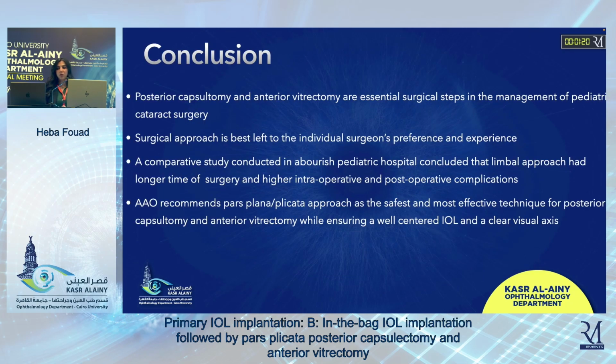So, to conclude, posterior capsulotomy and anterior vitrectomy are essential surgical steps in the management of pediatric cataract surgery below 5 years. Surgical approach is best left to the individual surgeon's preference and experience. A comparative study conducted in a British pediatric hospital, which was mentioned in detail by Dr. Hels, concluded that the limbal approach had longer time of surgery and higher intraoperative and postoperative complications. The American Academy of Ophthalmology recommends the pars plicata approach as the safest and most effective technique for posterior capsulectomy and anterior vitrectomy while ensuring a well-centered IOL and clear visual access.